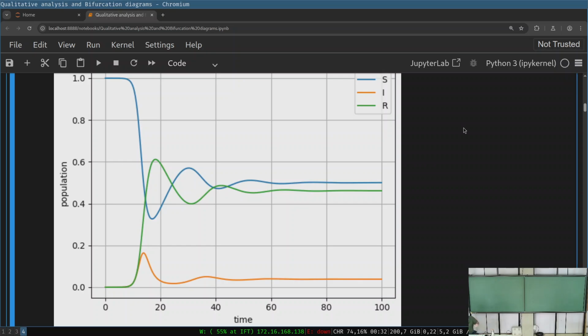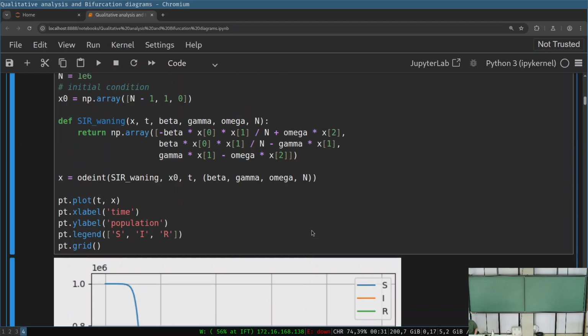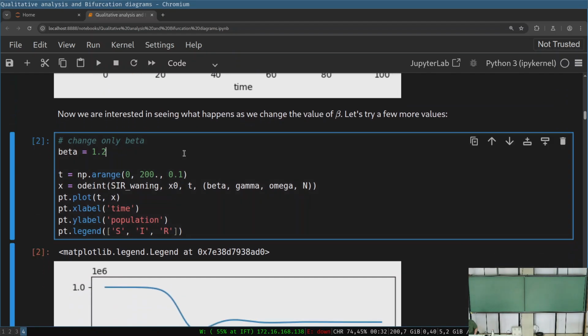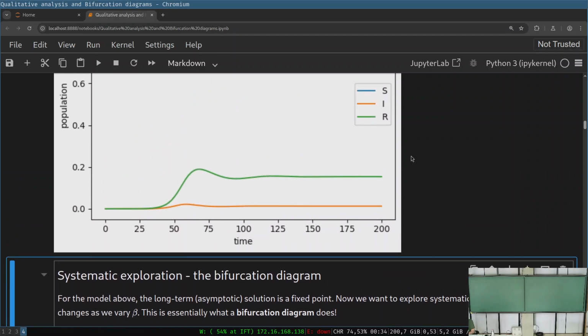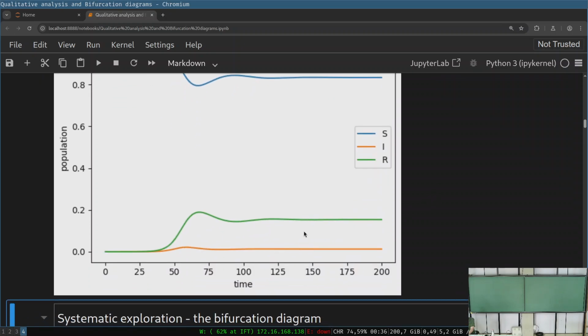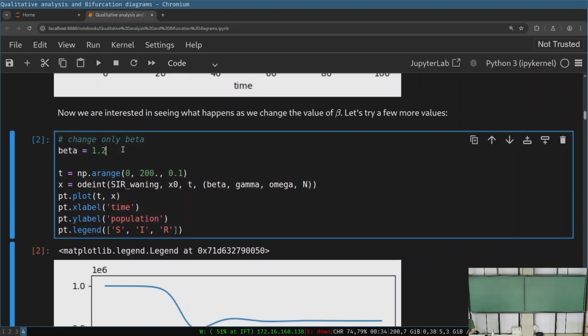Okay, so what do I want with this model? I want to use it to see what happens when I change the value of beta, the transmission rate. Here I was using beta equals 2. Now I'm going to change it a little bit, to 1.2. It's similar to the previous one, but now the infection is not 0 again, but much smaller.